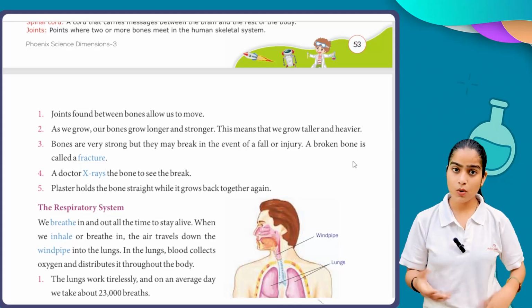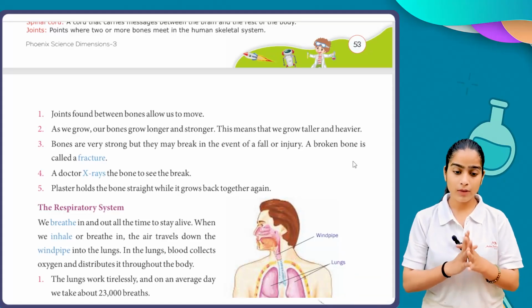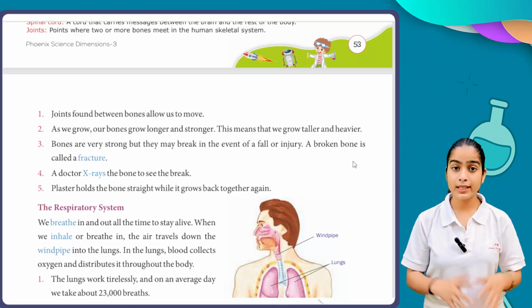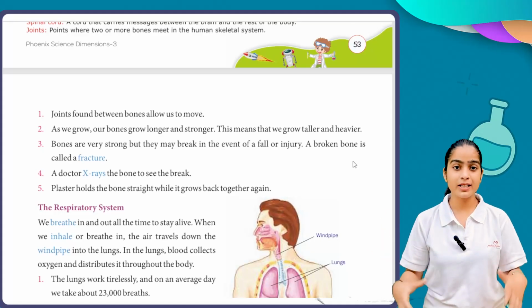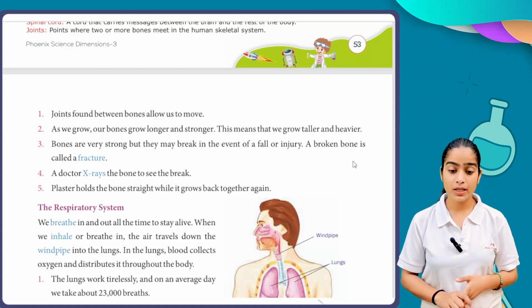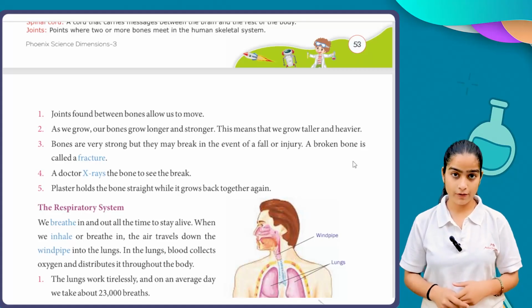So as we grow, our bones also grow longer and stronger. That is why we are increasing our weight and our height. These bones are very strong, but they may break in the event of a fall or injury. A broken bone is called a fracture.